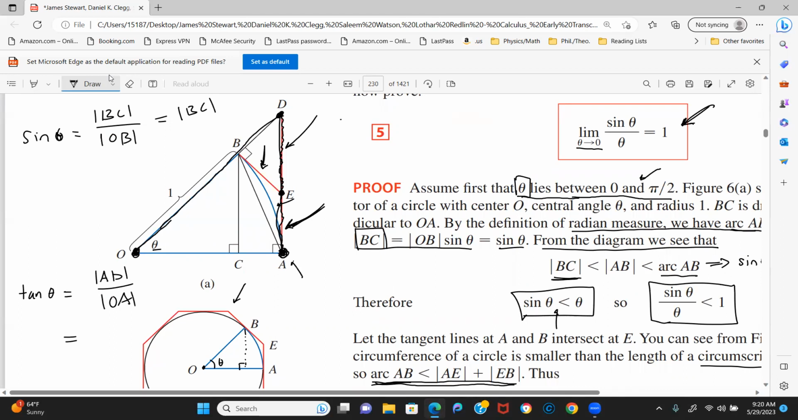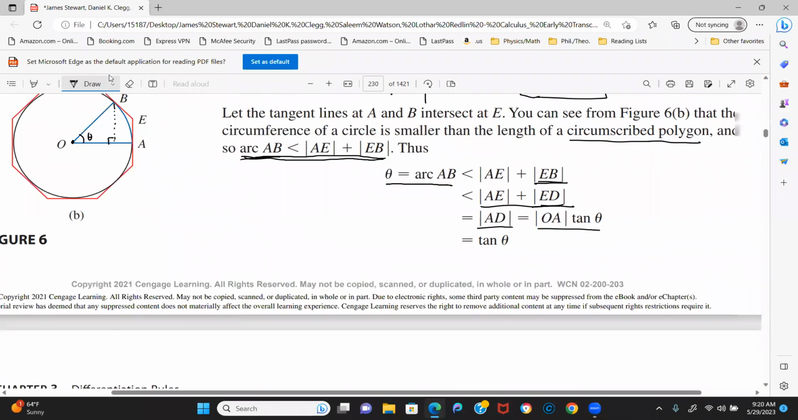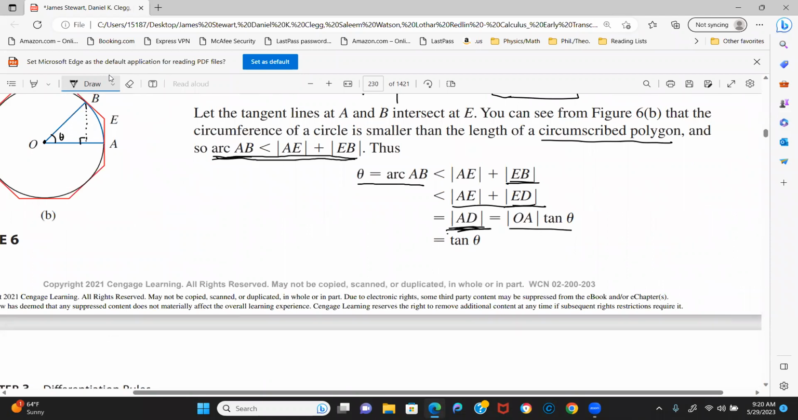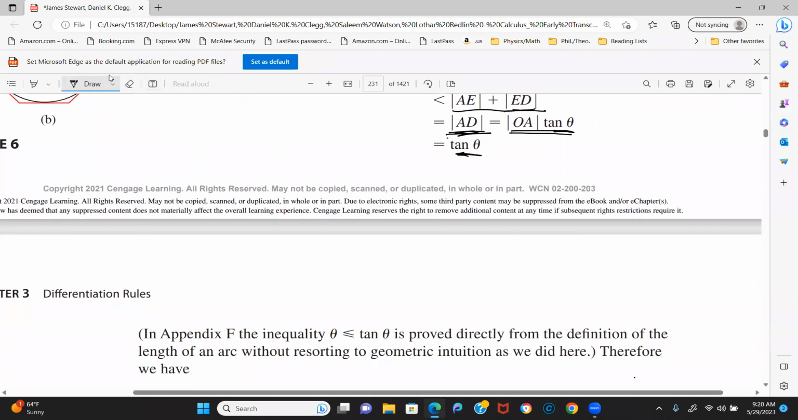But the vertex A is a point on the circle. So the length from O to A is going to be 1 because that's the radius. We're talking about the radius of 1. So tangent is just going to be the length of the segment from A to D. So the length of the segment from A to D is going to be OA times tangent of theta. But as I said, OA is just length 1 because we're talking about the unit circle. So ultimately, what we get is that theta is less than tan theta.